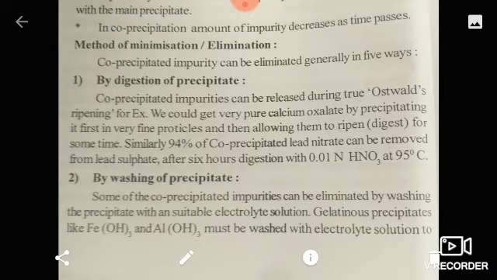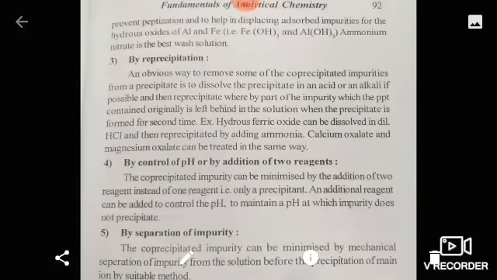The second method to eliminate co-precipitated impurities is by washing of the precipitate. Some of the co-precipitated impurities can be eliminated by washing the precipitate with a suitable electrolyte solution. Gelatinous precipitates like Fe(OH)3 and Al(OH)3 must be washed with an electrolyte solution to eliminate the co-precipitated impurities. So by means of washing we can also remove the impurities.